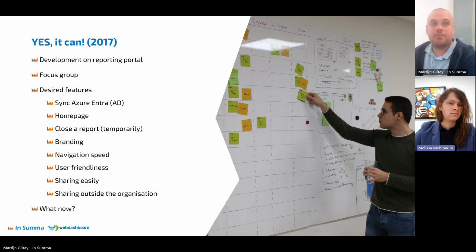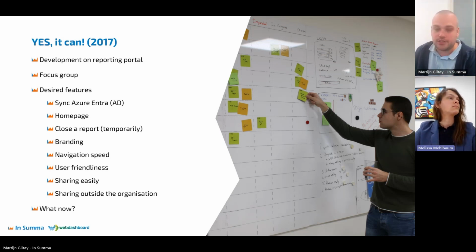Let's assume I'm a Power BI specialist. I just made a brand new report for a client, and I want to share it with them. So first of all, what do I need to do? I need to publish it to Power BI Service. So let's try this.